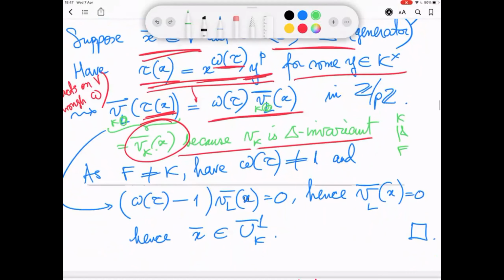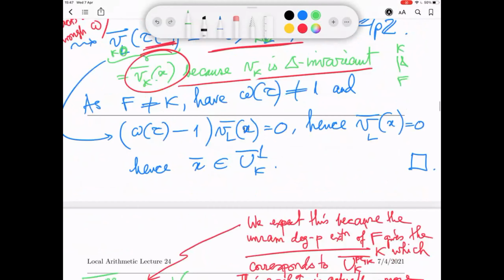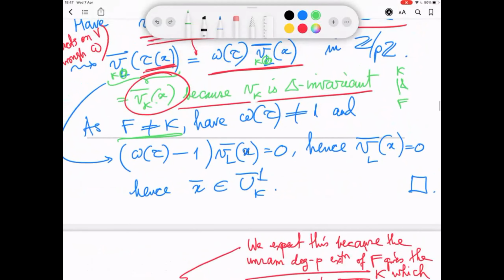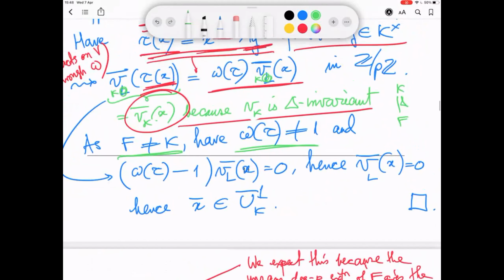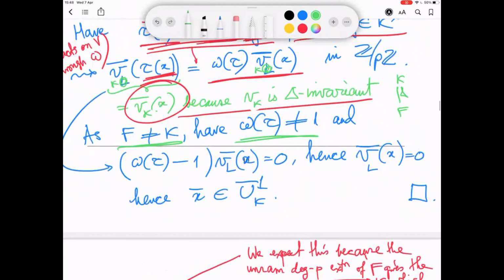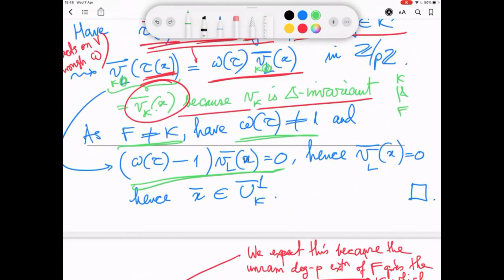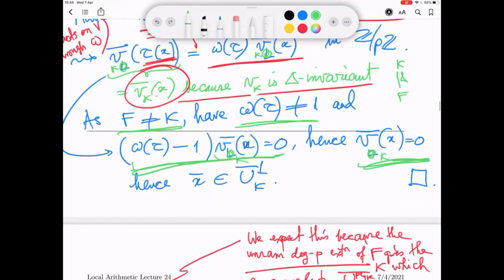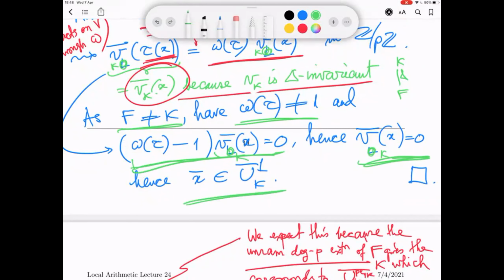Okay, but F is different from K, and therefore this omega tau is not equal to 1. Therefore, if the product of two things is equal to 0, and the first thing is not 0, then this thing has to be 0, which is the same as saying that x bar has to be in UK1 bar.